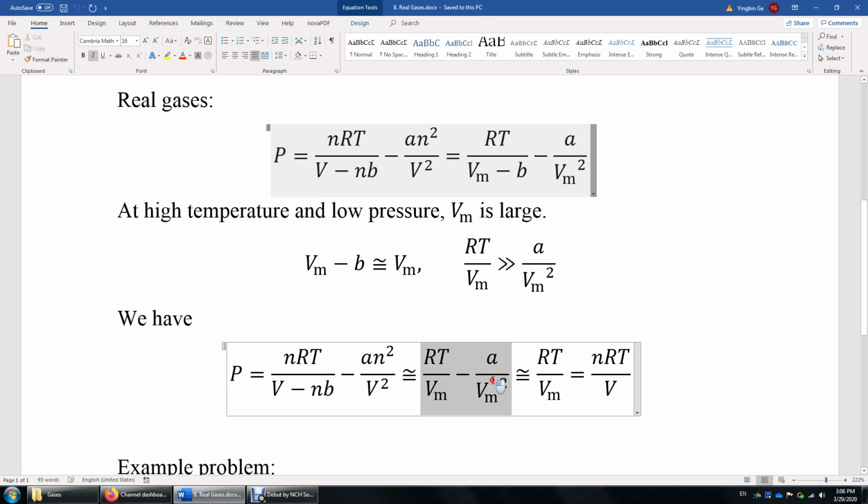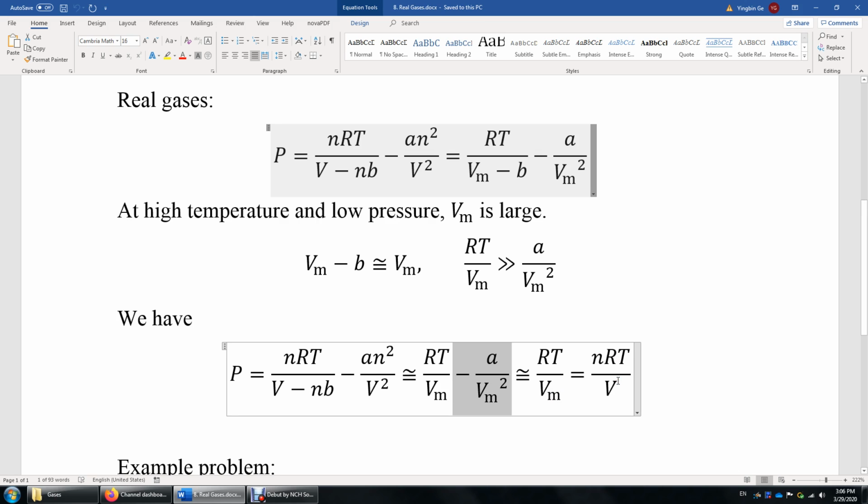Now let's compare these two items. When Vm is huge, this RT over Vm is small. This A over Vm squared is even smaller. You have a huge number squared on the bottom here. Therefore, between these two terms, we can neglect the second term, and then we get pressure equals RT over molar volume. And that's simply nRT over V. We get back to the ideal gas law.